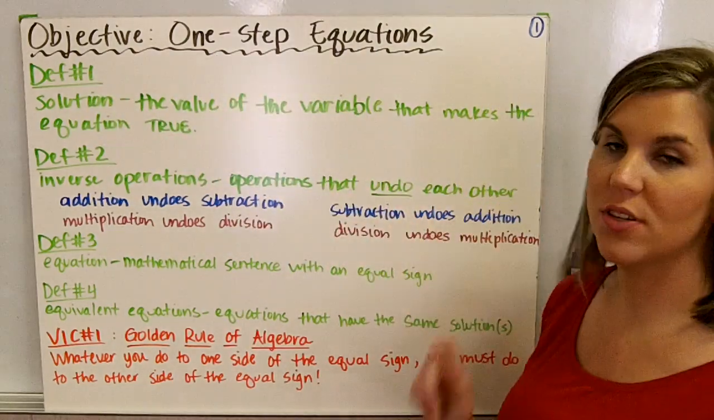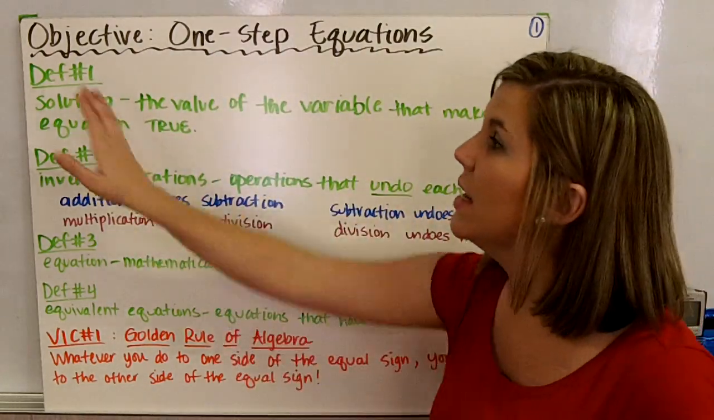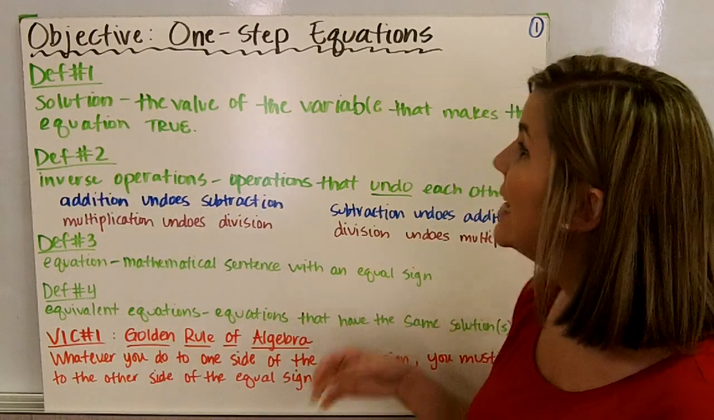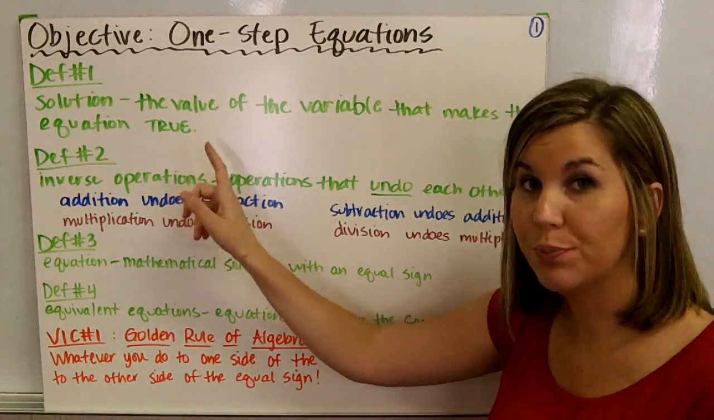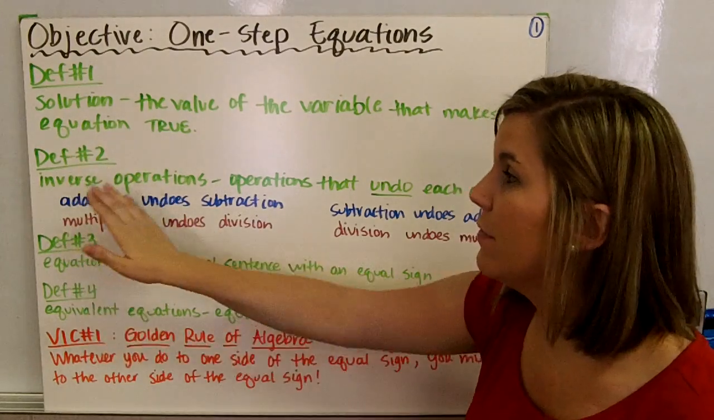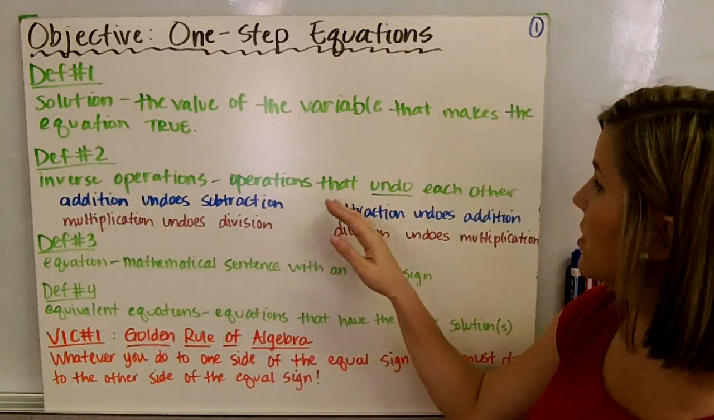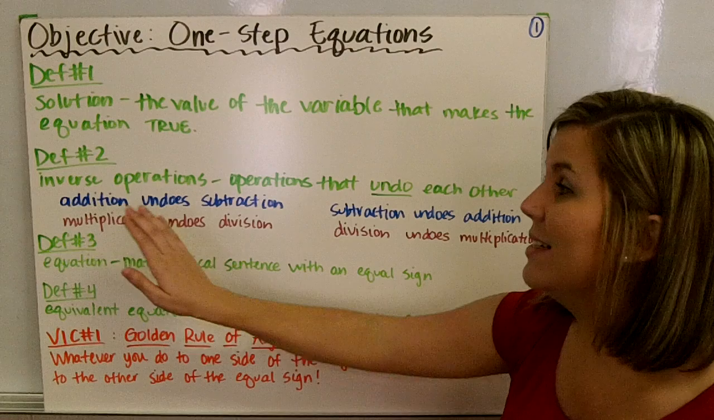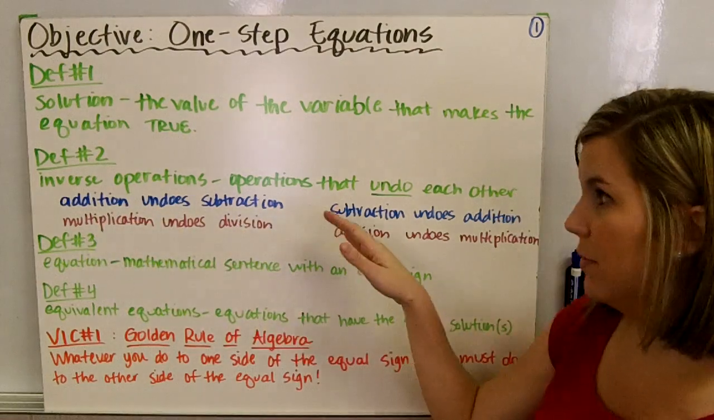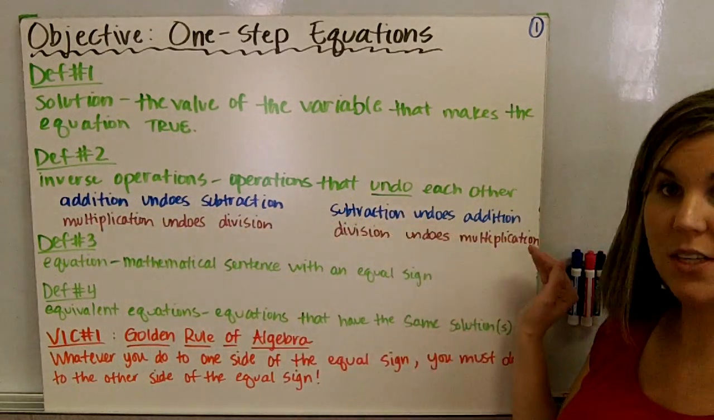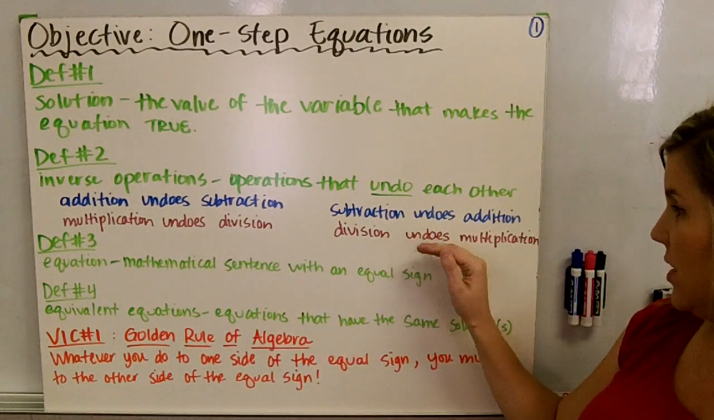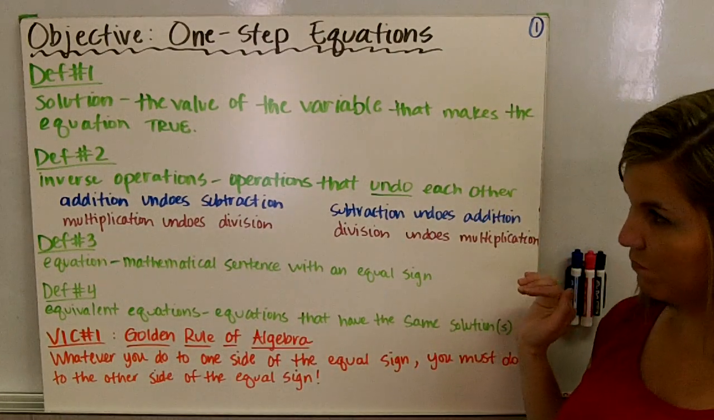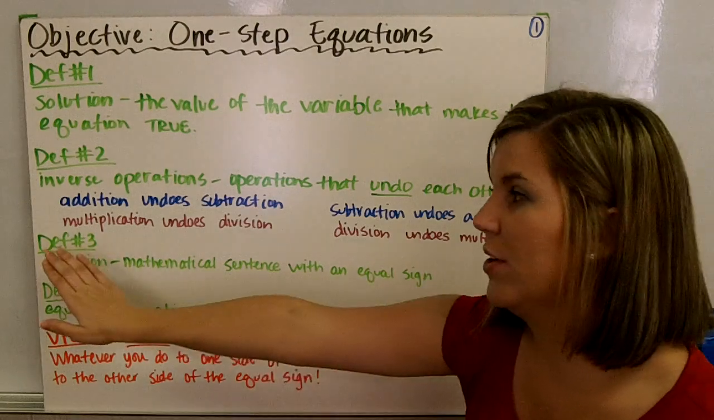Objective: one-step equation. So let's start with some definitions. Definition number one, a solution is the value of the variable that makes the equation true. Definition number two, inverse operations are operations that undo each other. So addition undoes subtraction, and vice versa, subtraction undoes addition. Multiplication undoes division, and division undoes multiplication. They are opposites of each other.